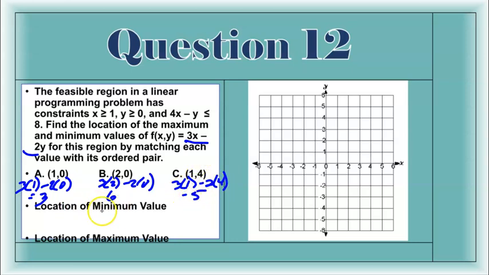So the location of the minimum value would be C, (1, 4), because that gives us a -5. And the location of the maximum value, the biggest number, would be (2, 0), because that gave us 6.